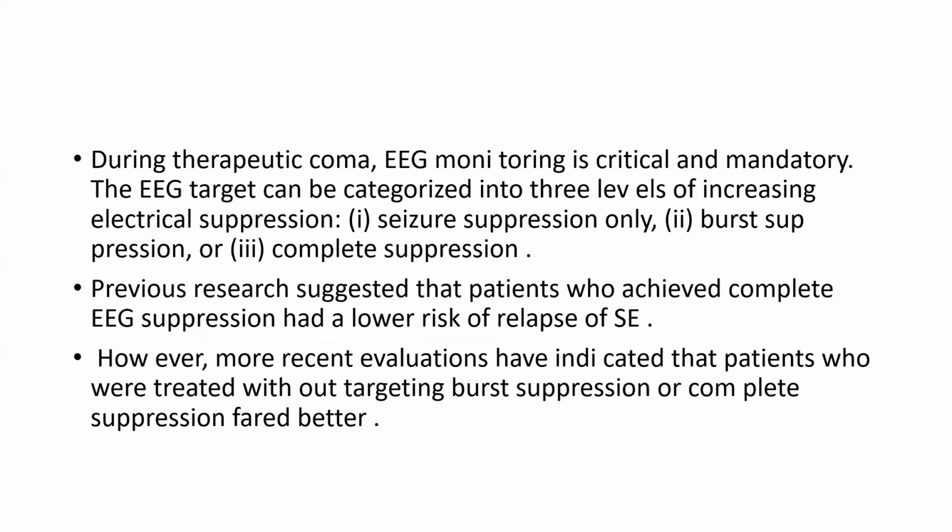During therapeutic coma, EEG monitoring is critical and mandatory. EEG target can be categorized into three levels of increasing electrical suppression, that is seizure suppression only, burst suppression, and complete suppression. Previous research suggested that patients who achieved complete EEG suppression had lower risk of relapse of status epilepticus. However, most recent evaluations have indicated that patients who were treated without targeting burst suppression or complete suppression fared better.